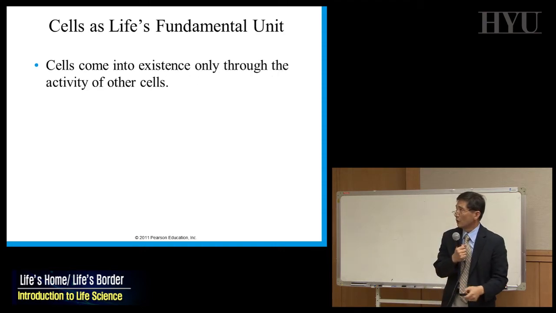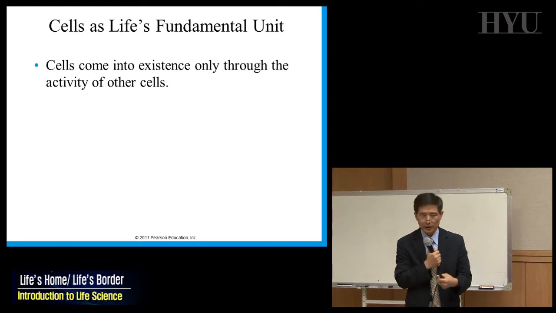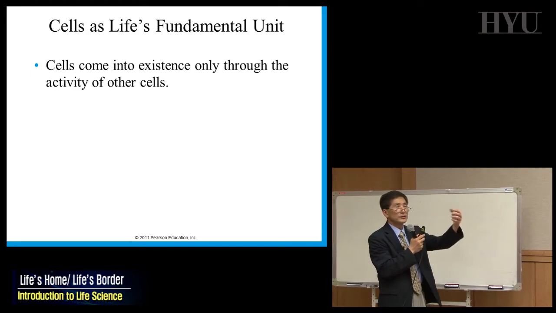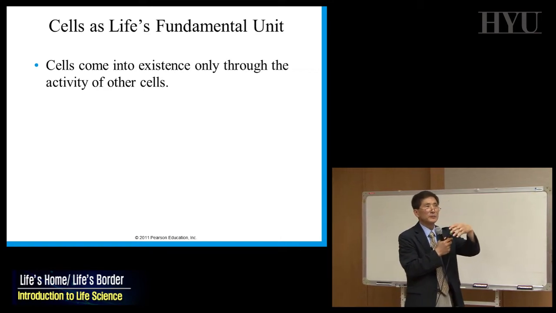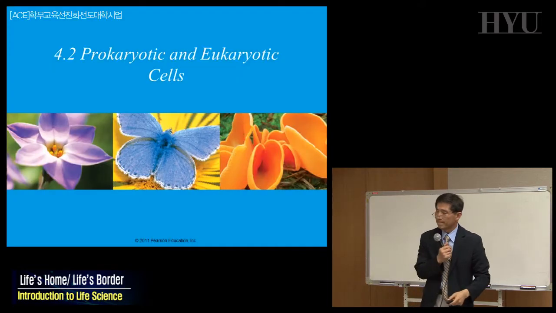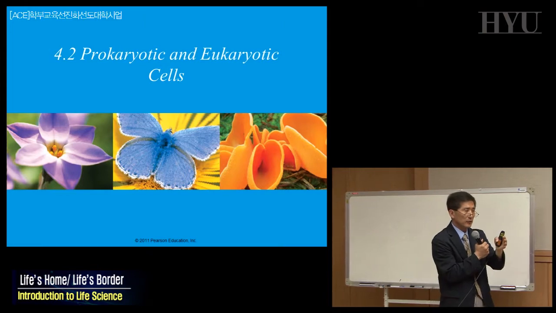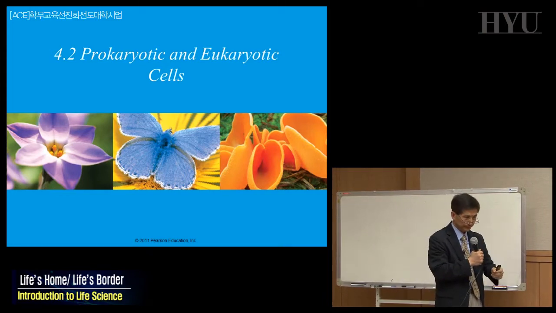So cells come into existence only through the activity of other cells. What do you mean? Cells are coming from cells, the same thing. Life comes from life. What about the first cell? We don't know how it came about. And all cells can be divided into two types, prokaryote and eukaryote.